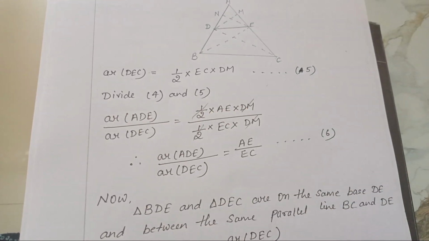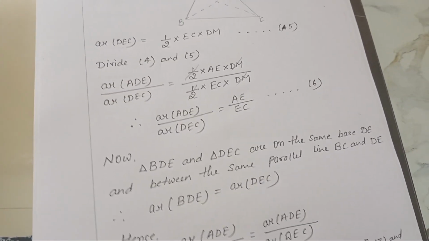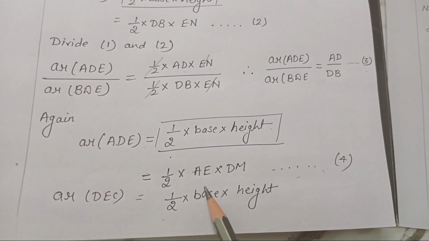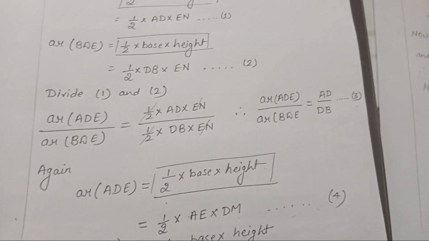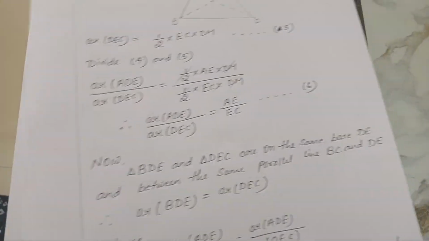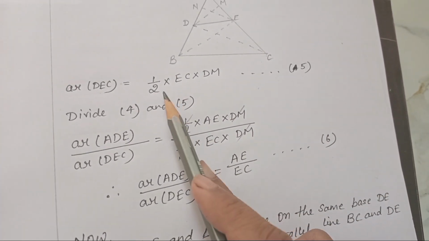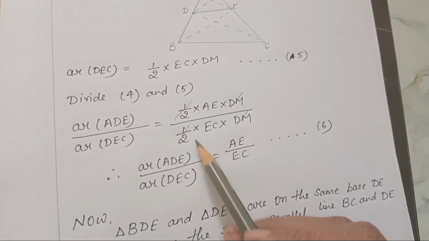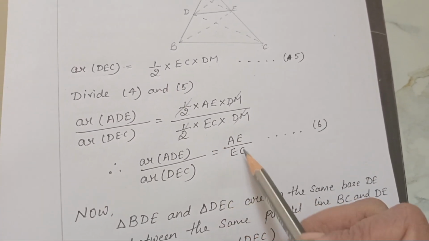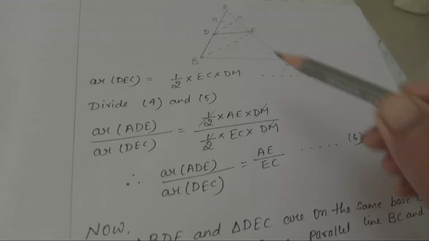Now divide equation 4 and 5. Equation 4 is half into AE into DM and equation number 5 is half into EC into DM. Now divide these two equations, we will get AE upon EC.